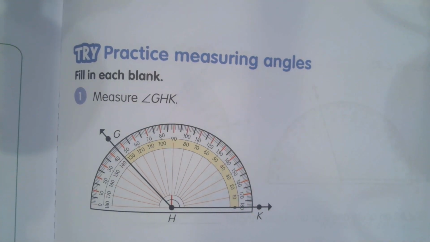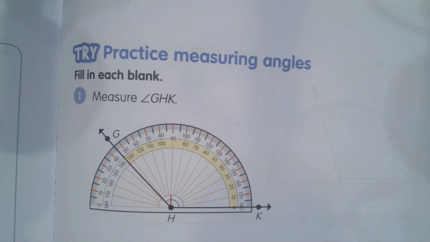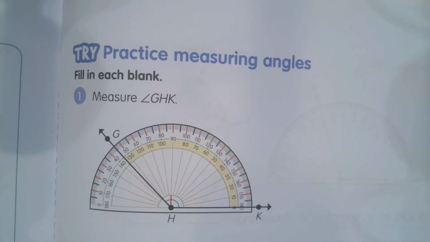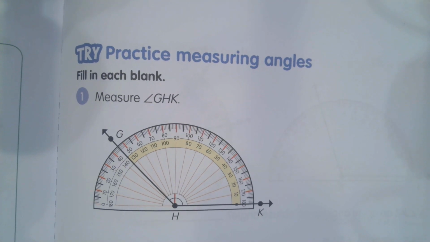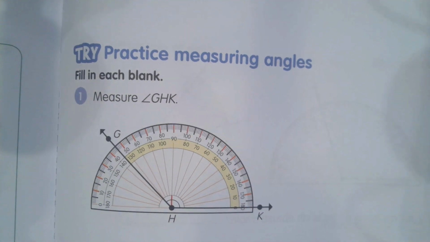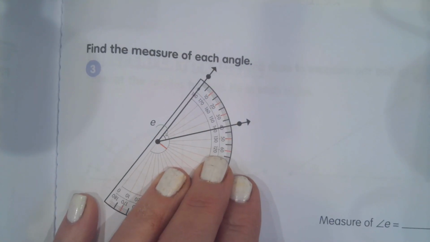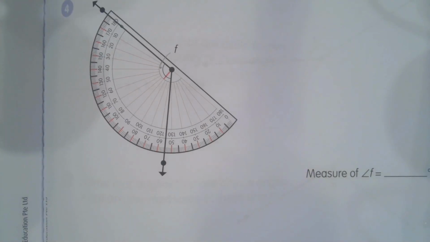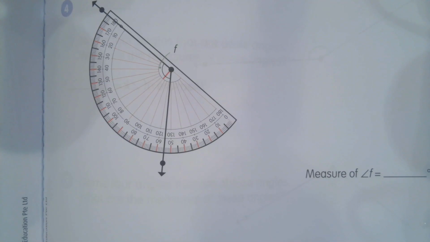Obtuse or acute? Did you take notes on that? No, I didn't finish it. So what did I tell you about an acute angle? How do you know if it's acute? Oh, that's such a cute angle. It's so little. So is this a little angle or is it a big angle? That's a big angle. So is it acute or obtuse? Obtuse. Yes. Is this one obtuse or acute? Acute. And what about this one? That's an obtuse.